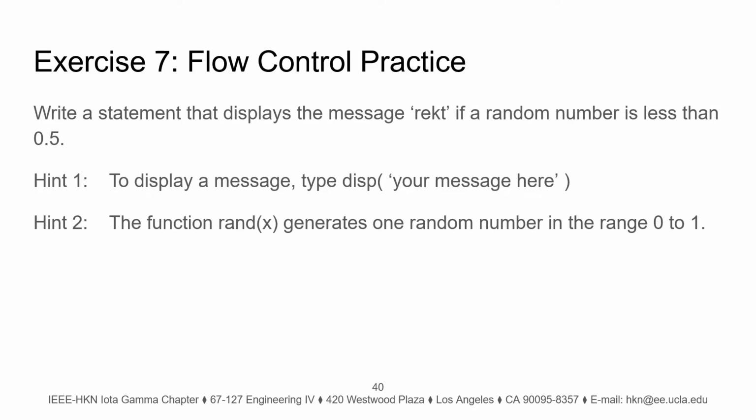Here is an exercise on flow control practice. Write a statement that displays the message 'ret' if a random number is less than 0.5. Hint 1: To display a message, type disp, parentheses, your message here, whatever you want it to be, in quotes. Hint 2: The function rand generates a random number in the range 0 to 1. So with those hints in mind, please start working on this, pause the video, and unpause it when you're done.